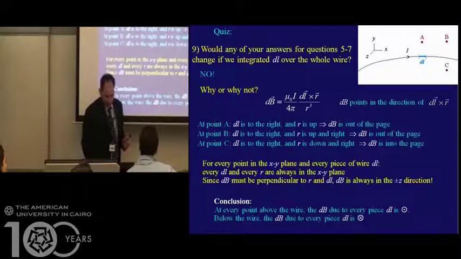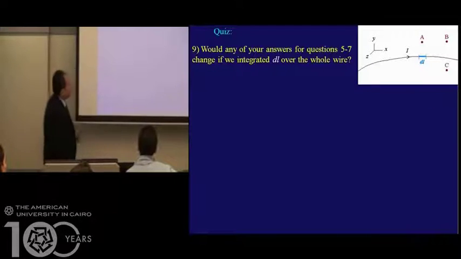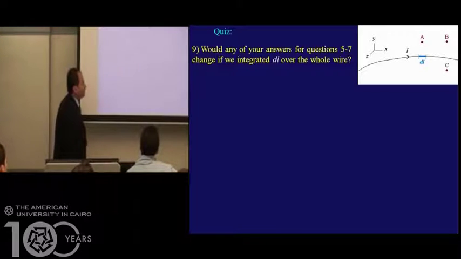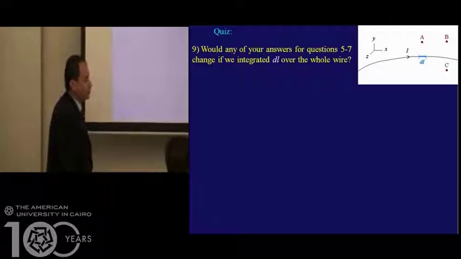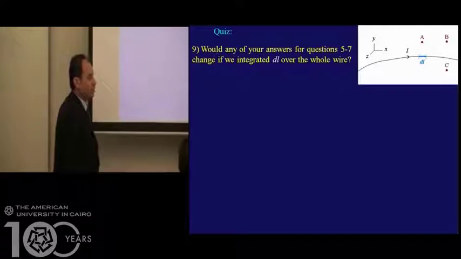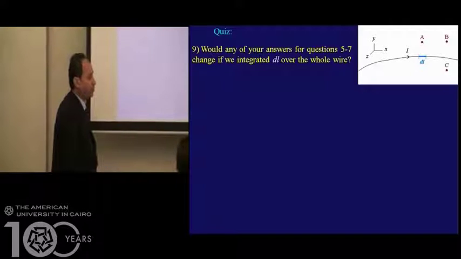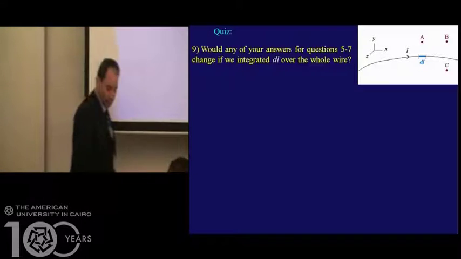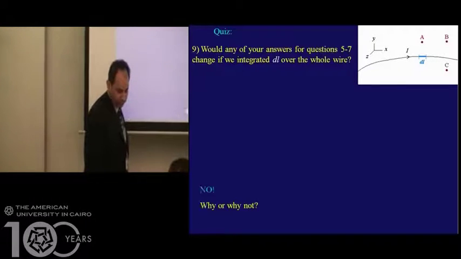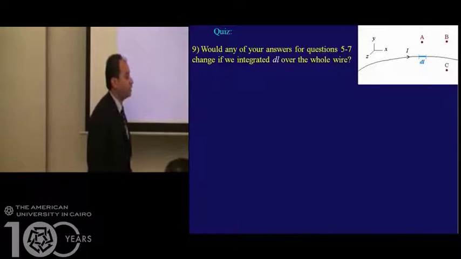Now, in the 3 points A, B, and C, we have concluded that the direction of the magnetic field at point A and point B is out of the page, and it's into the page at point C. Would that change if we integrate the magnetic field components all over that wire, from the beginning of the wire to the end of the wire? The answer is no. You still get that the direction of the magnetic field at points A and B is out of the page, and at point C it is into the page.